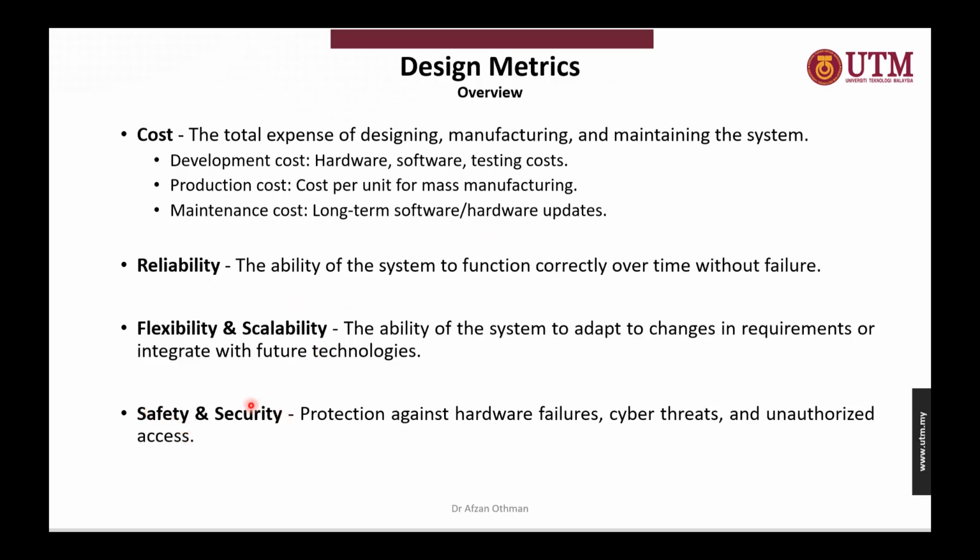Last but not least is safety and security. This is protection against hardware failures, cyber threats, and unauthorized access. For example, how do we measure safety? To ensure that the system does not cause any harm, make sure that your system has very high safety and will not cause harm to the end user. In terms of security, it can be measured by how well the system is protected from hacking, especially in IoT home security.